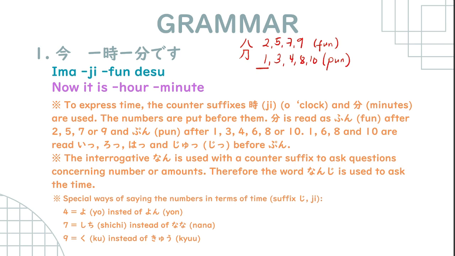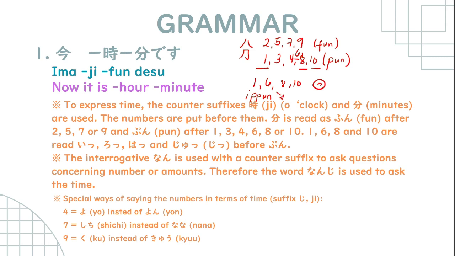We also have 6, sorry. This and this and this. So 1, 6, 8, and 10 are read with double consonants. This is a sign for double consonant, the small tsu, okay? For example, we have 1, ichi, right? 1 is ichi. But then again, if you want to say 1 minute, you have to say ipun, okay? Ipun. Instead of ichifun or ichipun, you say ipun.